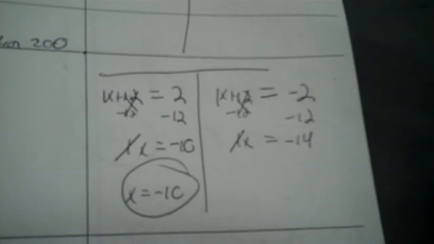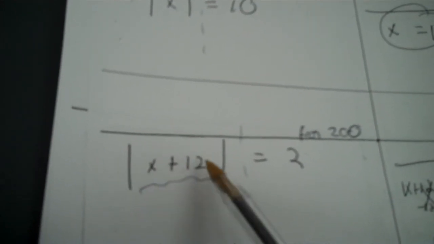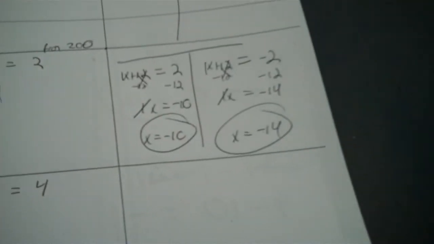-12 minus 12, that would be -14. You can take the 1 out, and x is -14. Both those are your possible values for x, okay? Because you see, if I put -14 and substitute that for x, -14 plus 12 is -2. But the absolute value of -2 is 2. Okay? Next up.